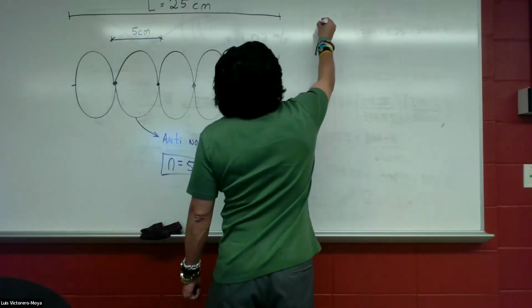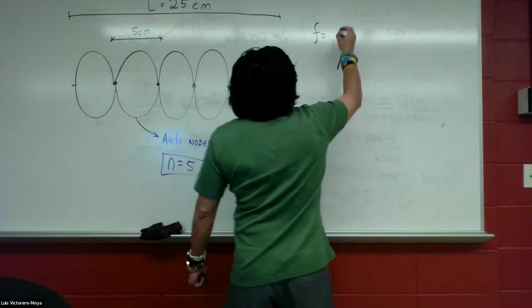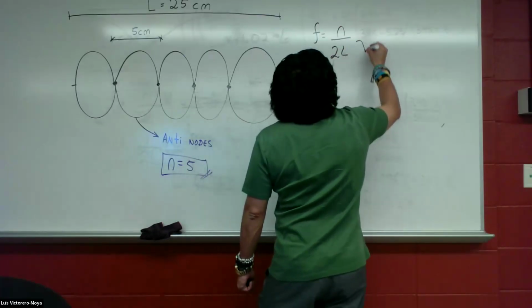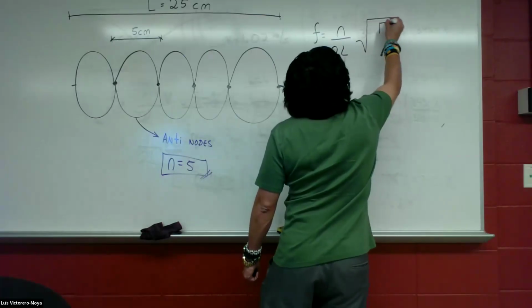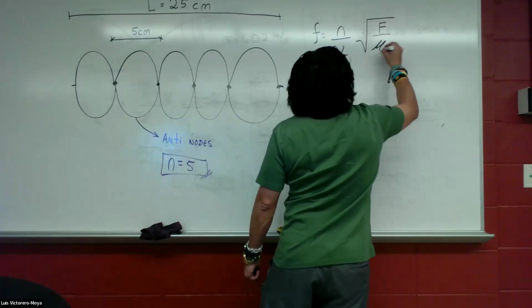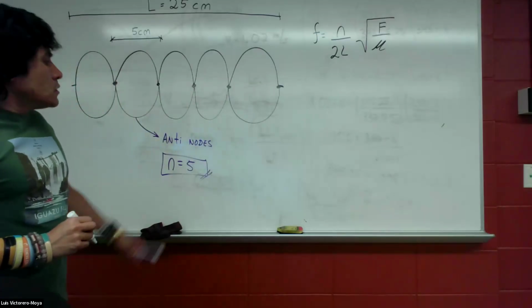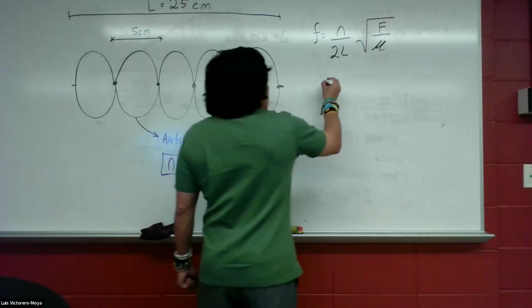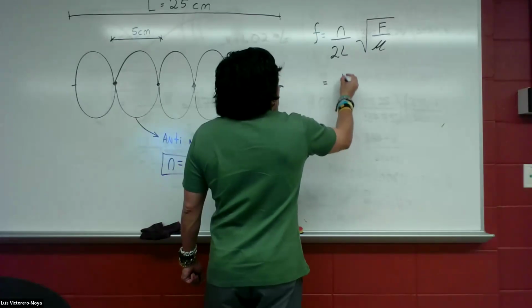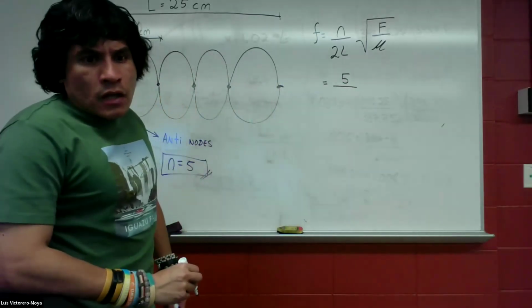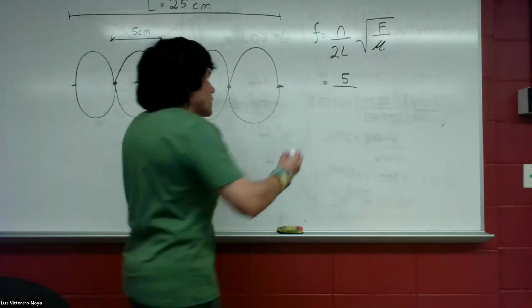The frequency is n over 2L square root of T divided by mu. So n is 5. The length of the rope is 25 centimeters.